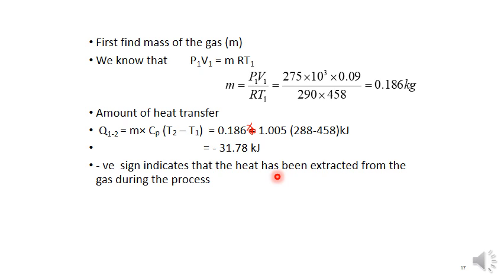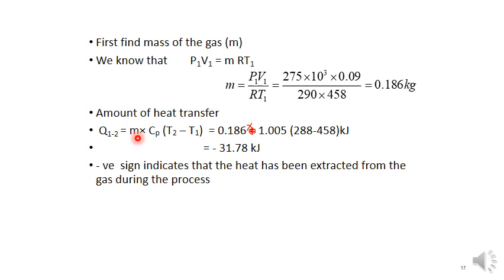Negative means that the sign indicates that the heat has been extracted from the gas during the process. So how will you calculate this one? Again, I am telling how to calculate the Q value. Before, in the problem they asked to calculate the heat transfer. So the heat transfer formula is mCp (T2 minus T1).